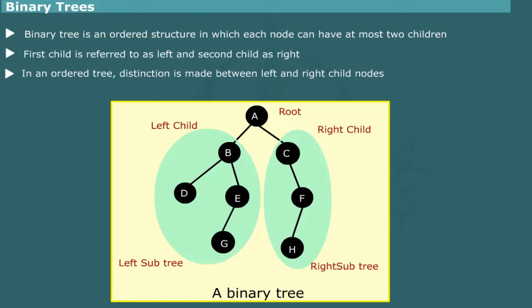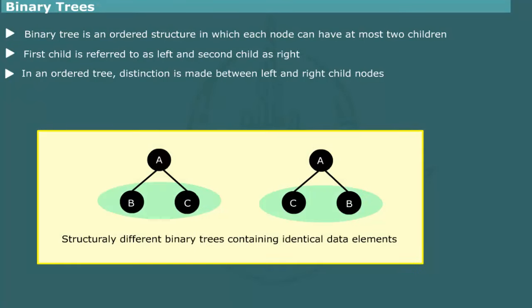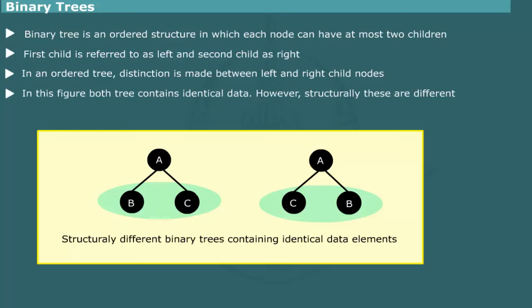Notice that a binary tree is an ordered tree in which a distinction is made between left and right child nodes. Consider, for example, the two binary trees shown. Although both trees contain identical data elements, structurally these are treated as different trees.